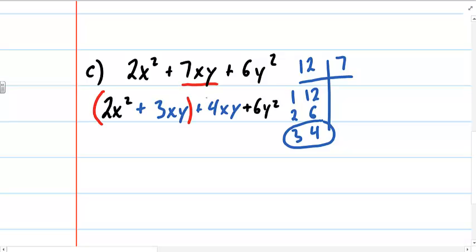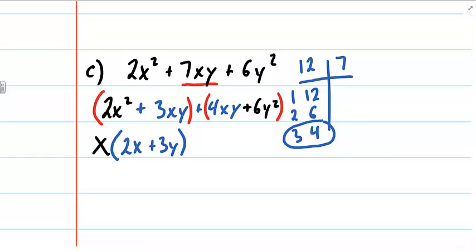When I group them, and you look at the first group, 2 and 3 don't have anything in common, but both of these pieces have an x, so let's pull an x out. That means the 2 is still there, and one of the x's is gone, so I only have 1. The plus and the 3 is still there. The x is gone, but the y is still left behind. So the parentheses has 2x plus 3y.